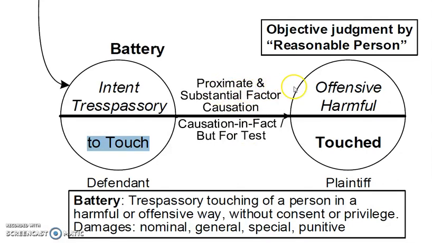The intent did cause this offensive and harmful contact on the plaintiff Ben. Now here we have to see that certainly the contact was probably not harmful, but it may have been offensive under the objective judgment of the reasonable person. Probably because of the preceding facts, the grain of sand contact was probably offensive. And we see the full definition at the bottom. Battery is the trespassory touching of a person in a harmful or offensive way without consent or privilege. And the damages can be of many types. The damages can be nominal only, and that would include the touching of a simple grain of sand on a person, causing nominal damages. So in this case, yes, Johnny can be found liable for battery.